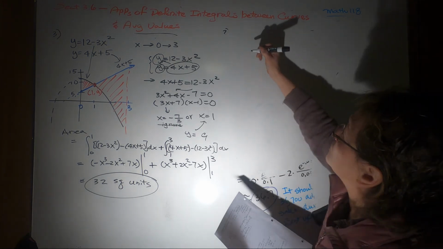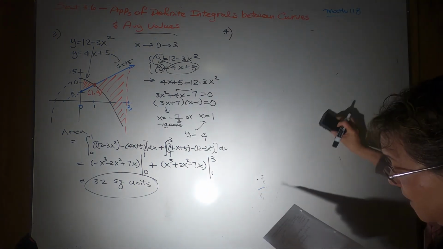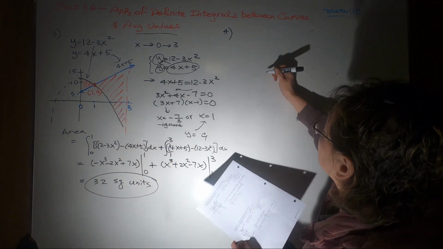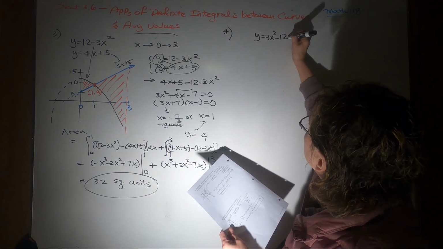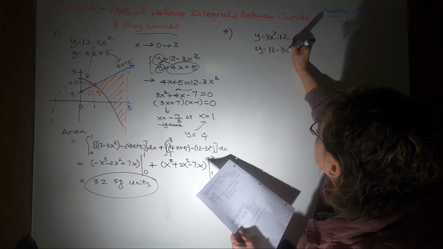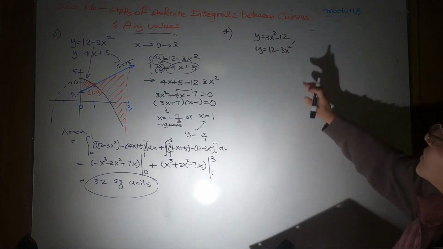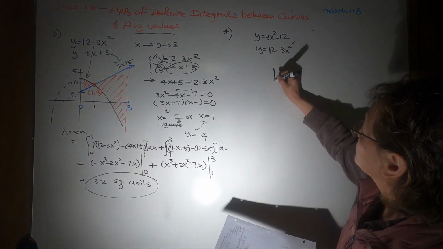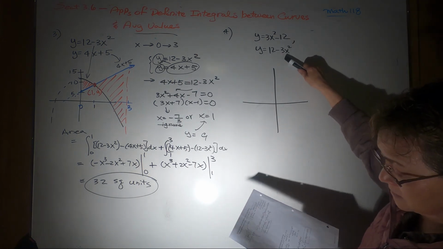Okay, look at the next one. Find the area bounded by curves. One is y equals 3x squared minus 12. Another one is y equals 12 minus 3x squared. They look the same, but different signs. Both are parabolas, right? This one opens up, this one opens down.